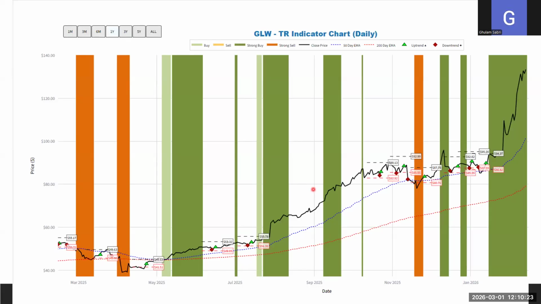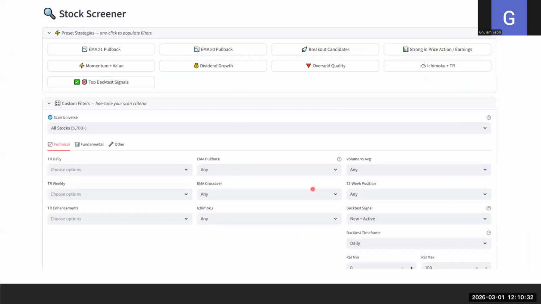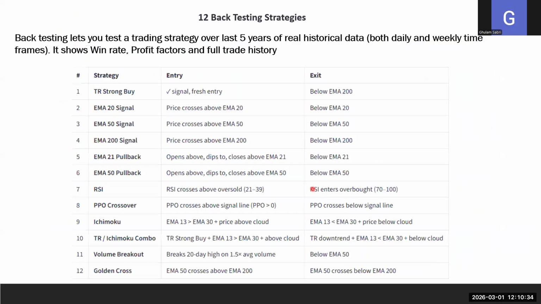The backtesting calculation is based on the strong buy signal, in case of the TR strategy. So the backtesting model, I will come into it in a minute. We have not just one backtesting study. We have 12 different strategies, and TR strong buy is one of those, which is our own proprietary. Otherwise, we have a different combination of TR Ichimoku combo. We have a volume breakout. We have a golden cross.